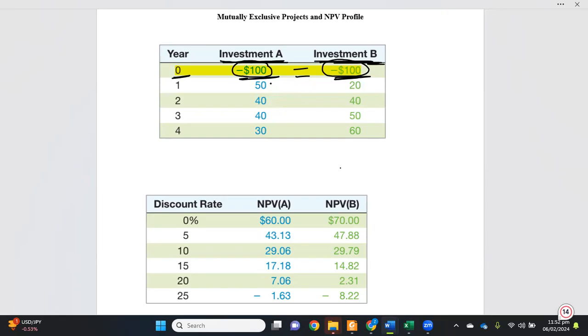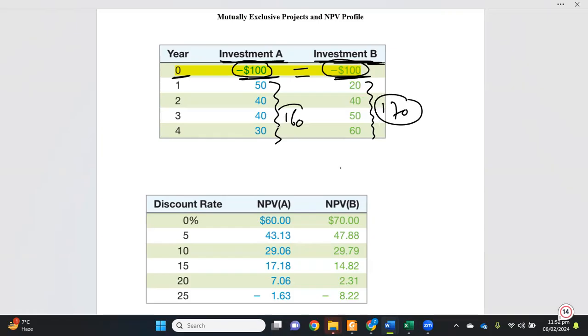If I simply sum up the raw cash inflows, we can see that these are 50, 40, 90, and 130, totaling 160 for Investment A, while Investment B has 20, 40, 60, 110, and then a total of 170.